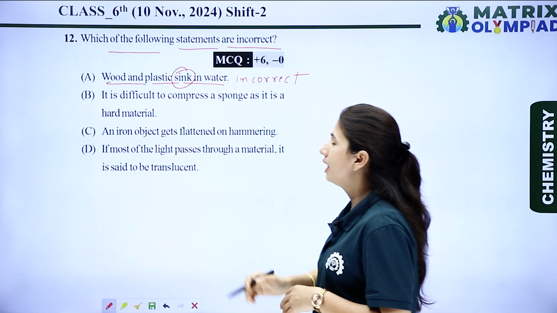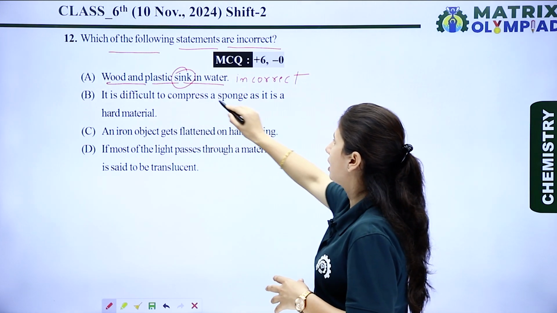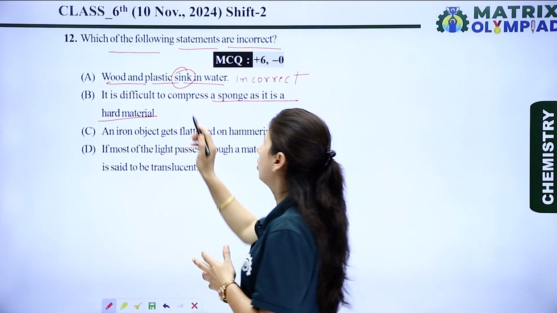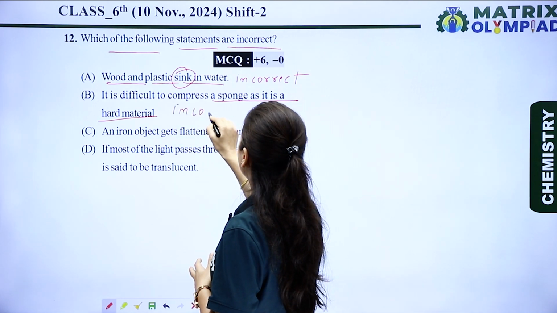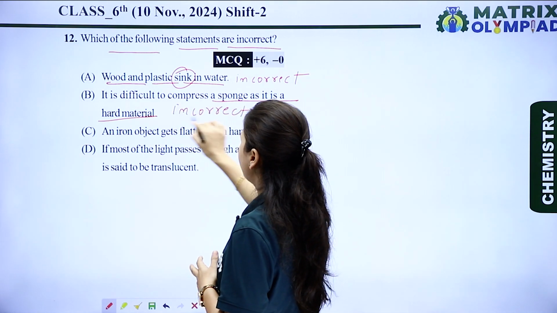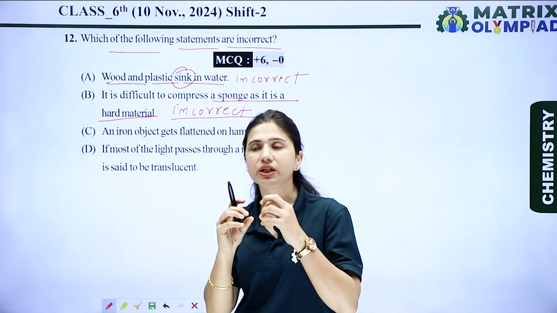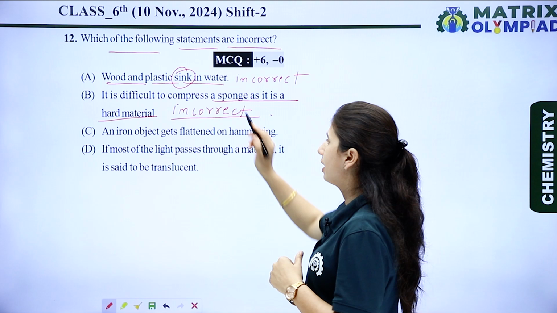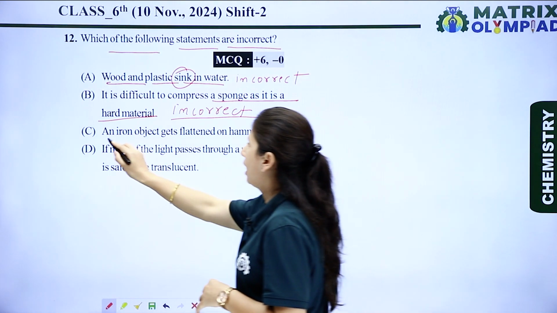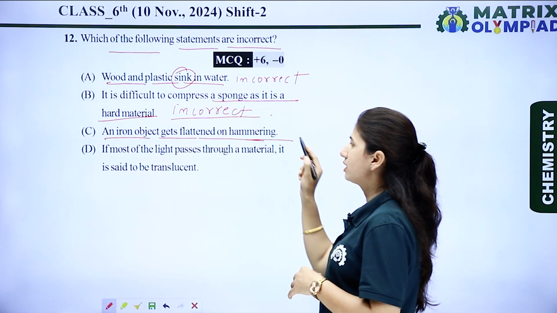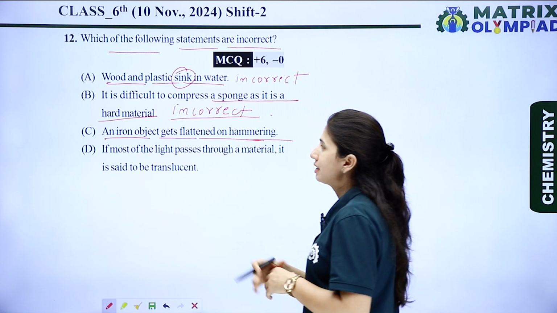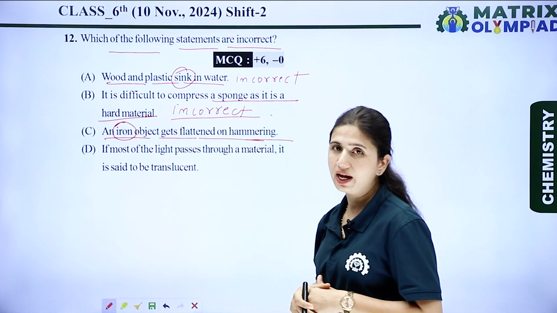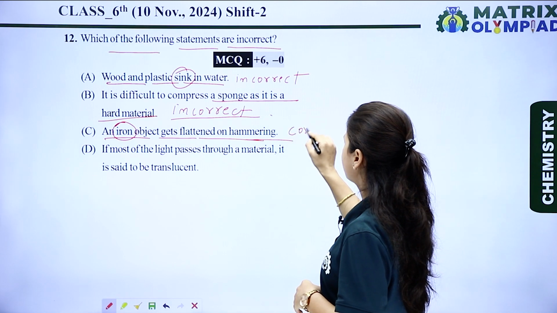Now the next is, it is difficult to compress a sponge as it is a hard material. No, it is also an incorrect statement, because in general we know that a sponge is a very soft material and we can easily compress it. Next is, an iron object gets flattened on hammering. Yes, it is completely a right statement because it is a property of metals and iron is a metal. So it is a correct statement.